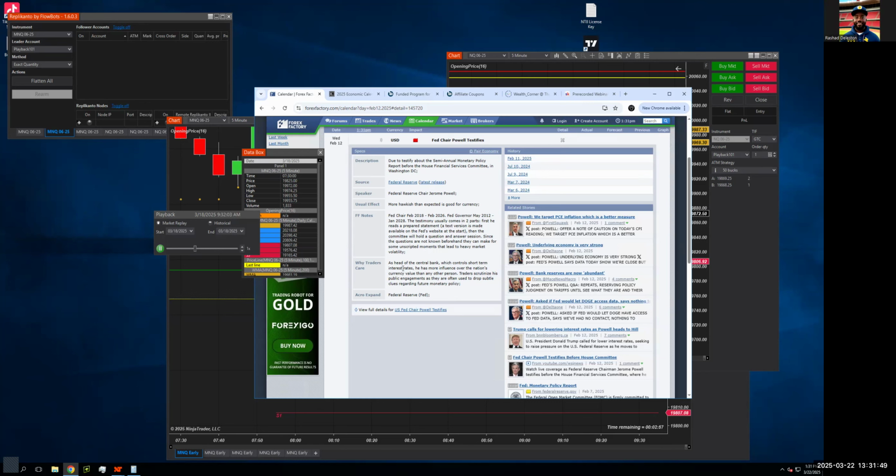Okay. So this right here tells you, as head of the central bank, which controls short-term interest rates, Jerome Powell has more influence over the nation's currency value than any other person. Traders scrutinize his public engagements, as they are often used to drop subtle clues regarding future monetary policy. They tell you right there, his public engagements are often used to drop subtle clues.